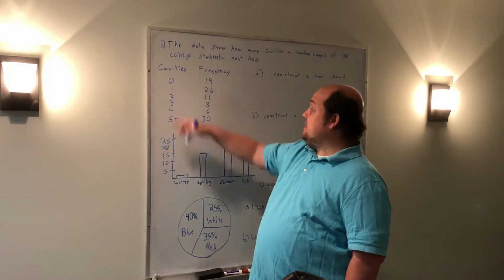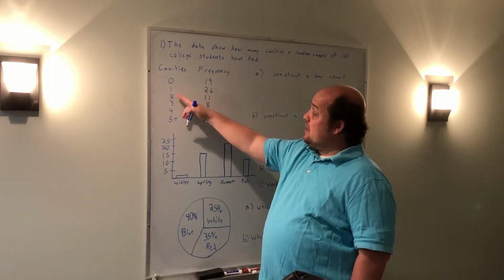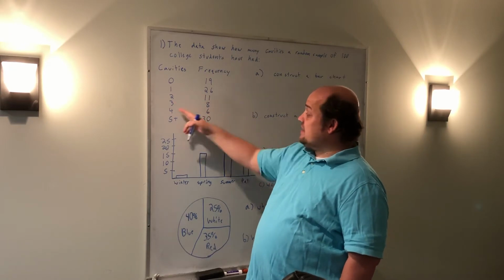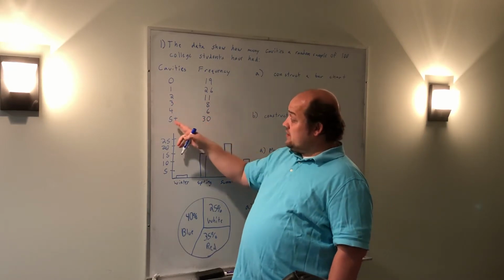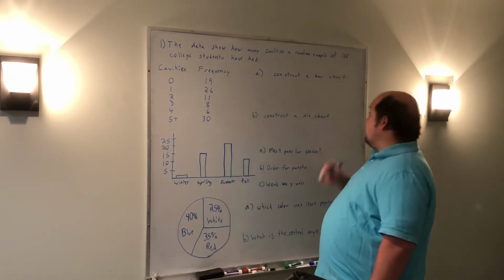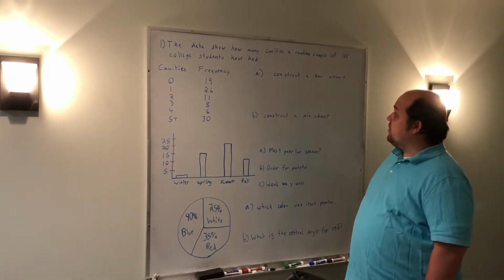19 students said they had 0 cavities, 26 students said they had 1 cavity, 11 said they had 2, 8 said they had 3, 6 said they had 4, and 30 students said they had 5 or more cavities. The first thing we're asked to do is to construct a bar chart for this data.